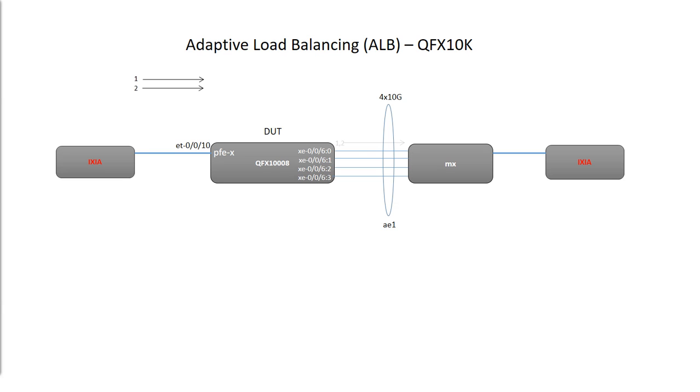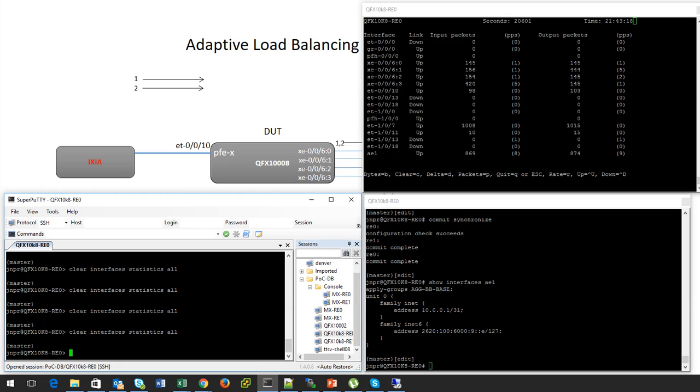So when we send, for example, 2 flows without adaptive load balancing, what may happen is those 2 flows can end up on the same member link. So let's see actually that example.